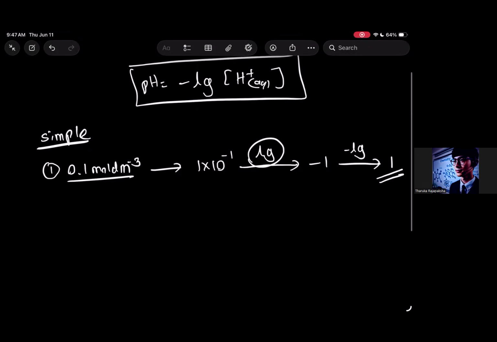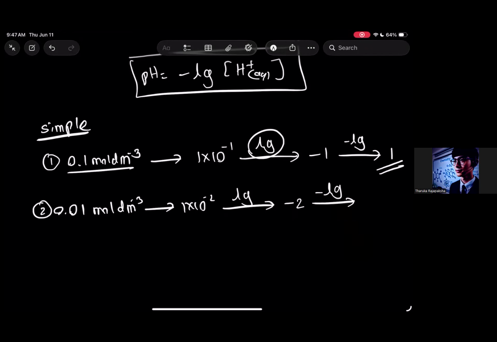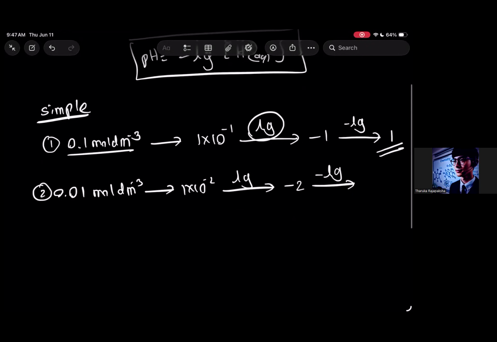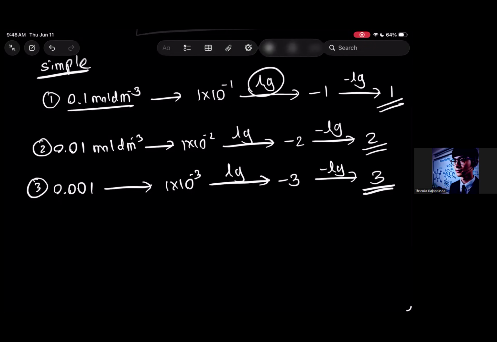So next, if we look at the value where we increase the decimal point by 1, you have 0.01 mole per cubic decimeter. You convert this to 1 times 10 to the power minus 2, and then you apply log to it, and you have minus 2, and then you apply minus log to it. You convert the sign to a plus value, so you have 2 here, right? That's the pH value. Then the third one, if we have 0.001, we convert it to scientific notation like this, and then we apply log, which is equal to minus 3, and then you apply minus log, where you convert that to a positive value. So you have 3 here, right?